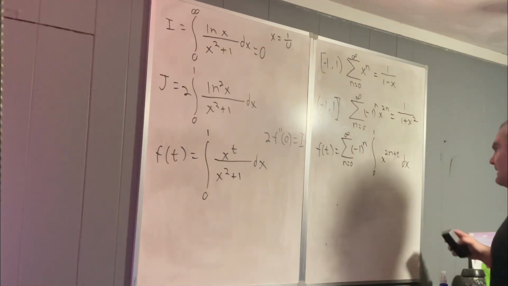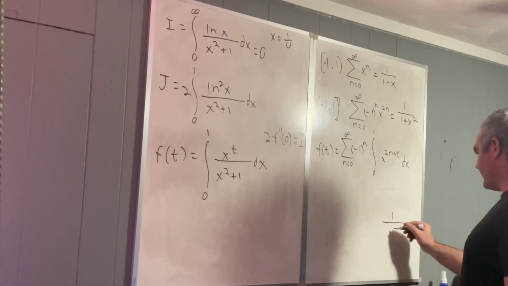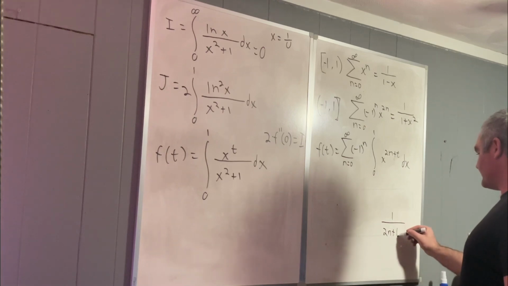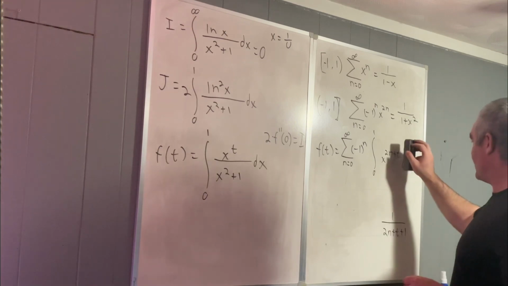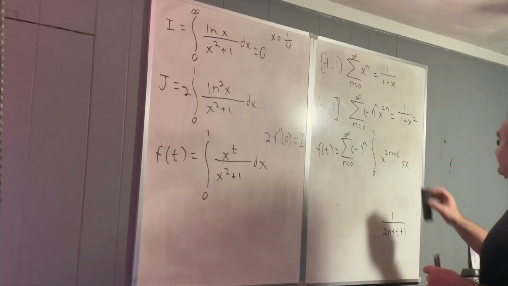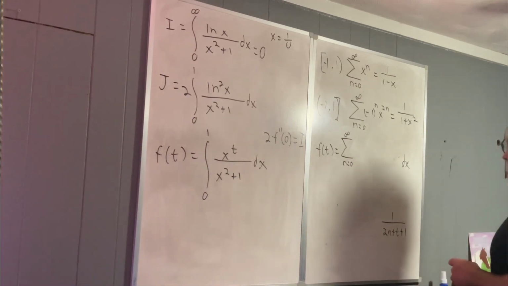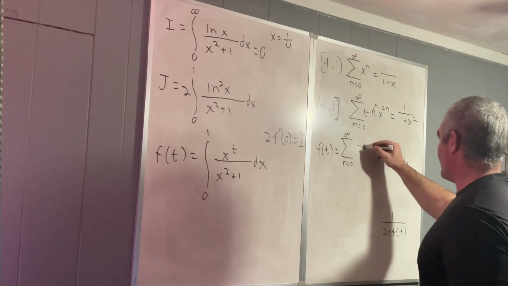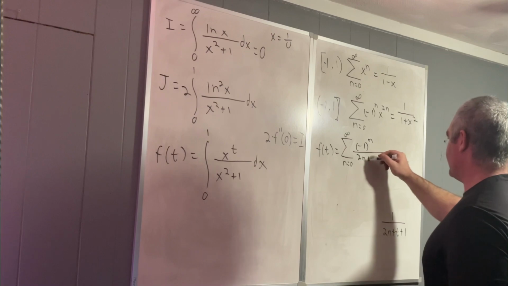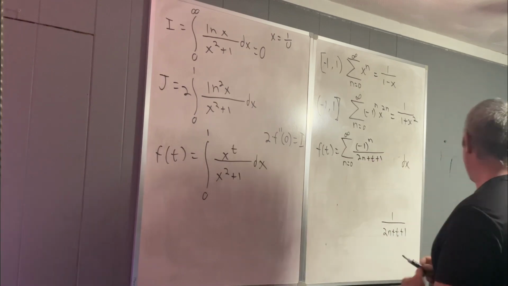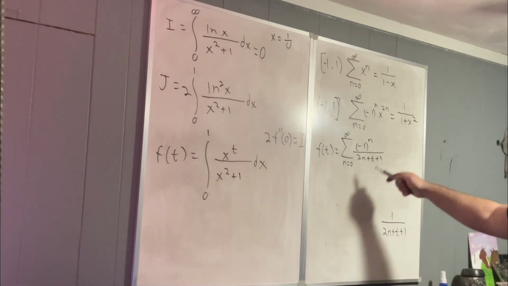In other words, it's just going to be 1 over 2n plus t plus 1. Right? So let's just get that. We'll have -1 to the n over 2n plus t plus 1. All right. There we go. We expressed our function of t as a sum.